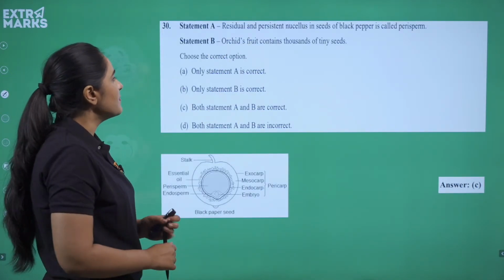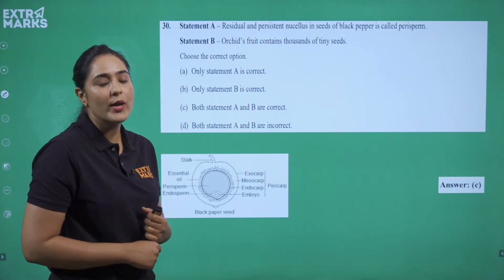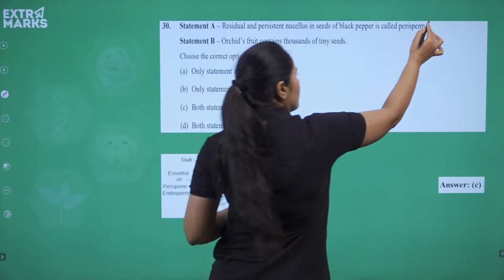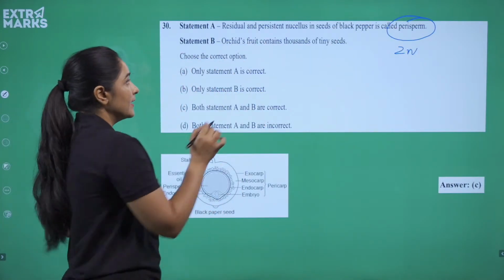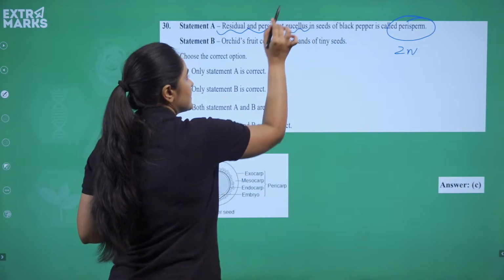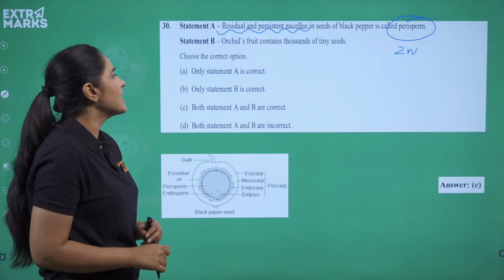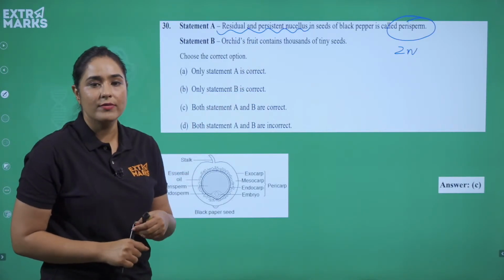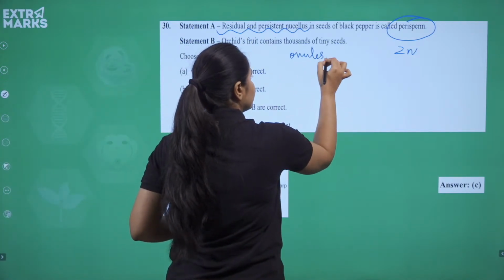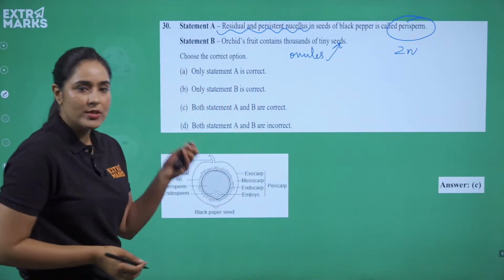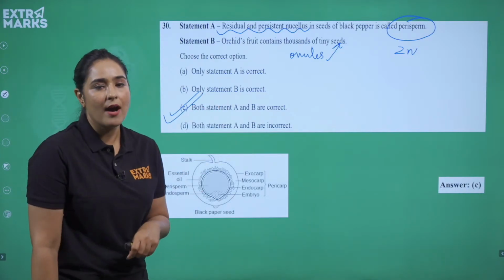Another question. Statement A: residual and persistent nucellus in seeds of black pepper is known as perisperm. As we were talking about the perisperm, it is diploid, and in the black pepper it is residual and persistent nucellus here. So statement A is correct. Statement B says that orchid's fruit contains thousands of tiny seeds. So it has multiple ovules, and we can say that it will have many seeds. So statement B is also correct. So we have C, both statements A and B are correct.